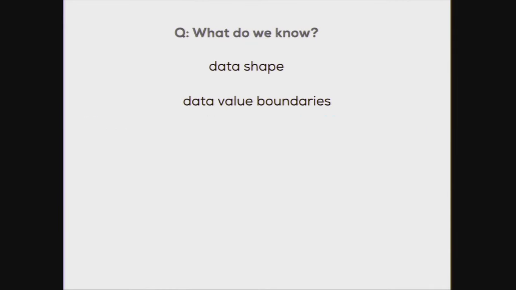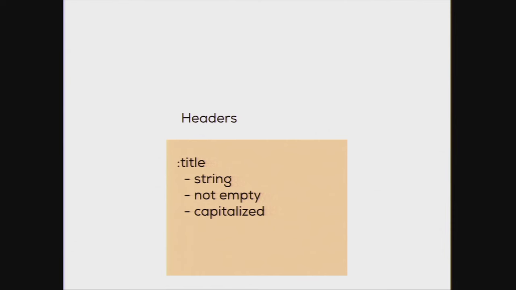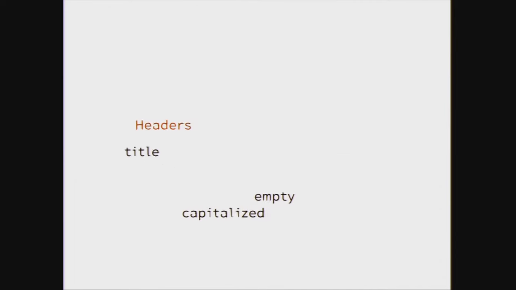We can also know some boundaries around the data because these are runtime checks. So everything you wish your type system could tell you about the length of the list or whether it's not empty, it's runtime, it's right here. We can make sure our title is not empty and it's always capitalized. That's a business rule that can be encoded directly in the properties which are explorable from the function declaration.